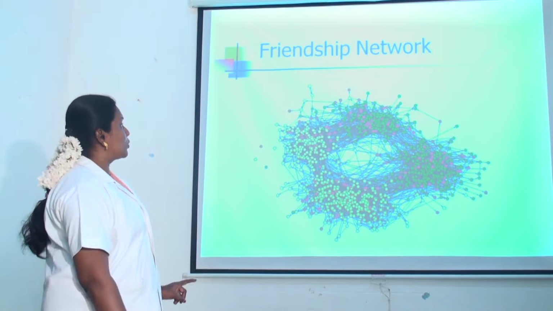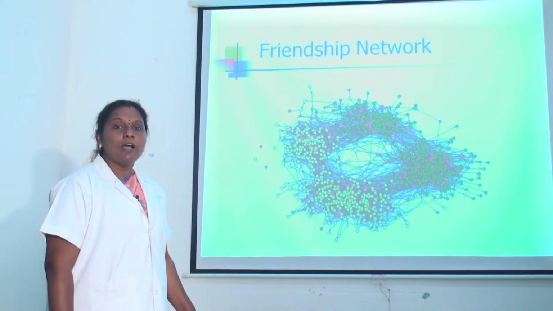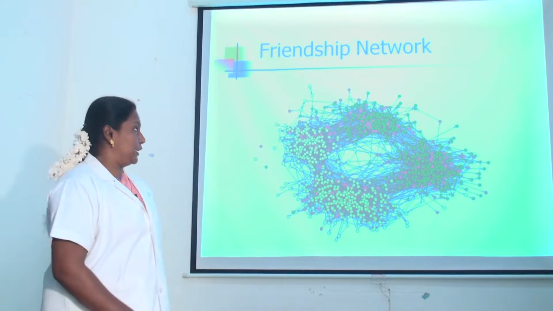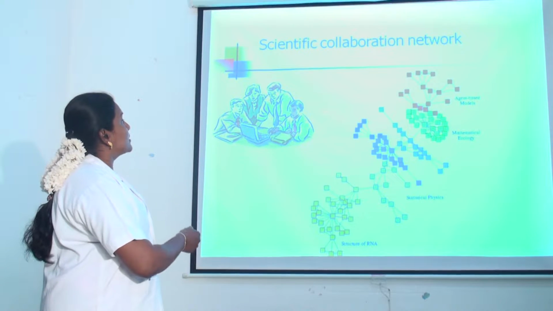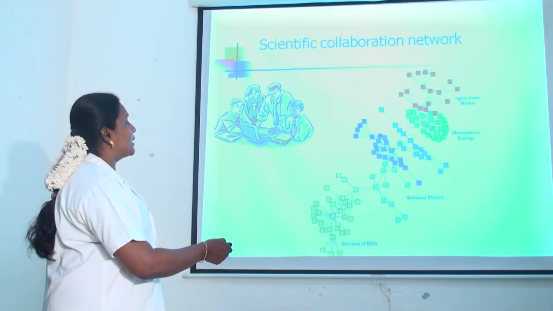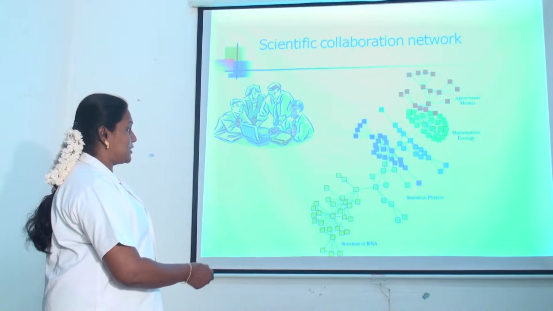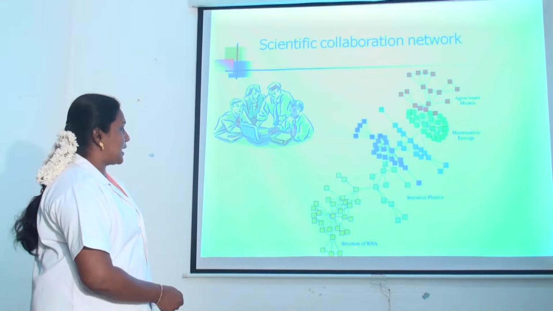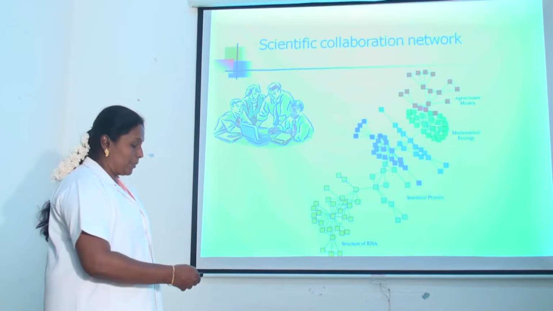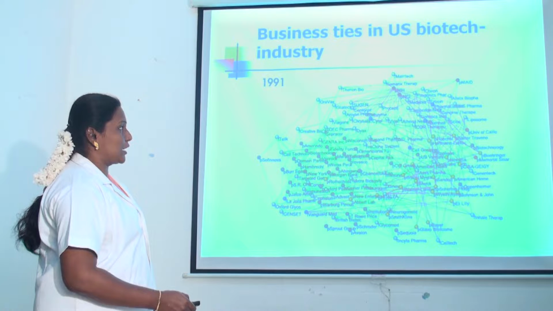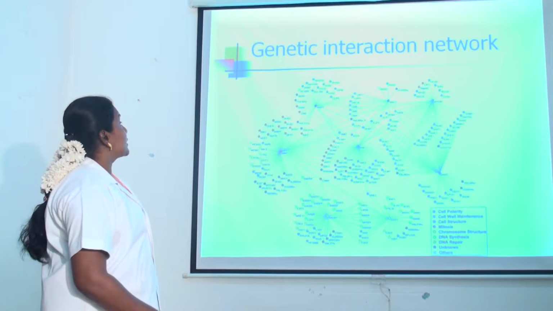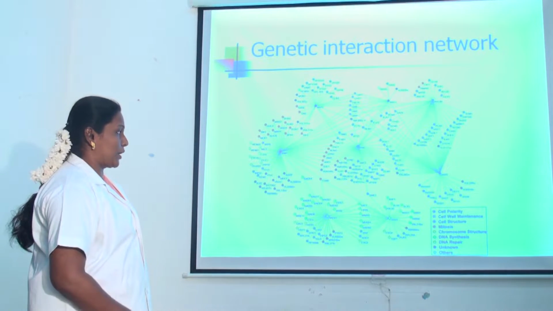This is a famous network, one of the main applications of graph theory. The next one is scientific collaboration. In scientific collaboration, there are agent-based models, mathematical ecology, statistical physics, and the structure of RNA. The next one is business ties in the US biotech industry in 1991. And the next one is the genetic interaction network.